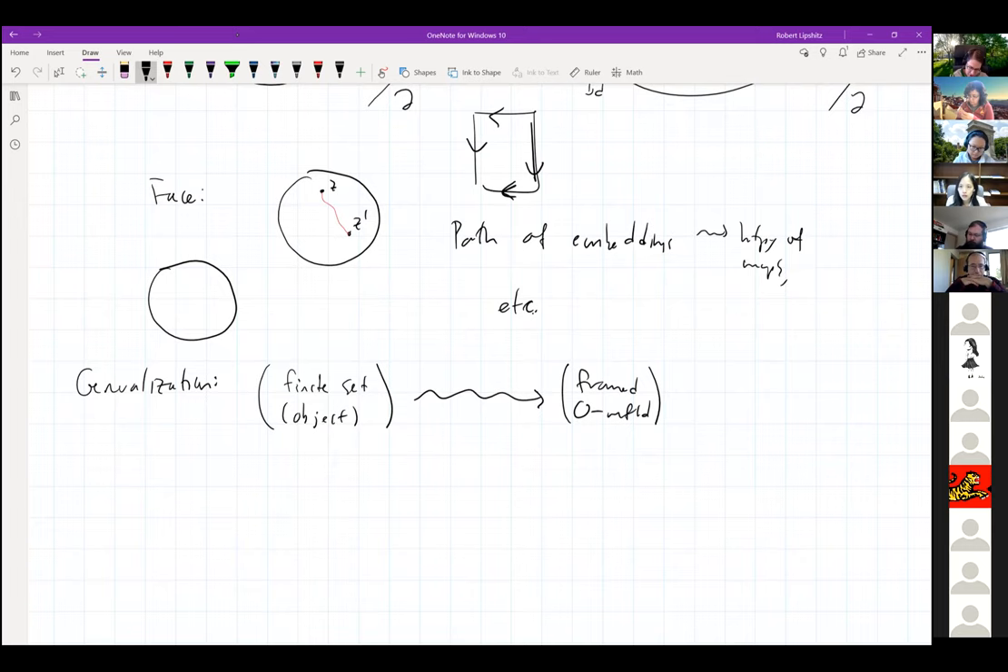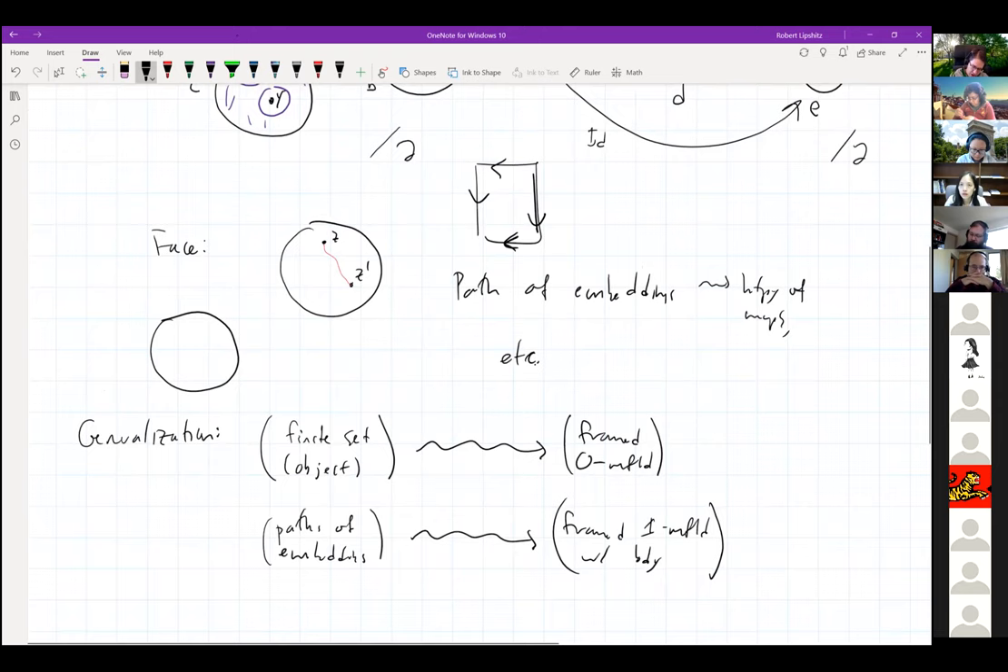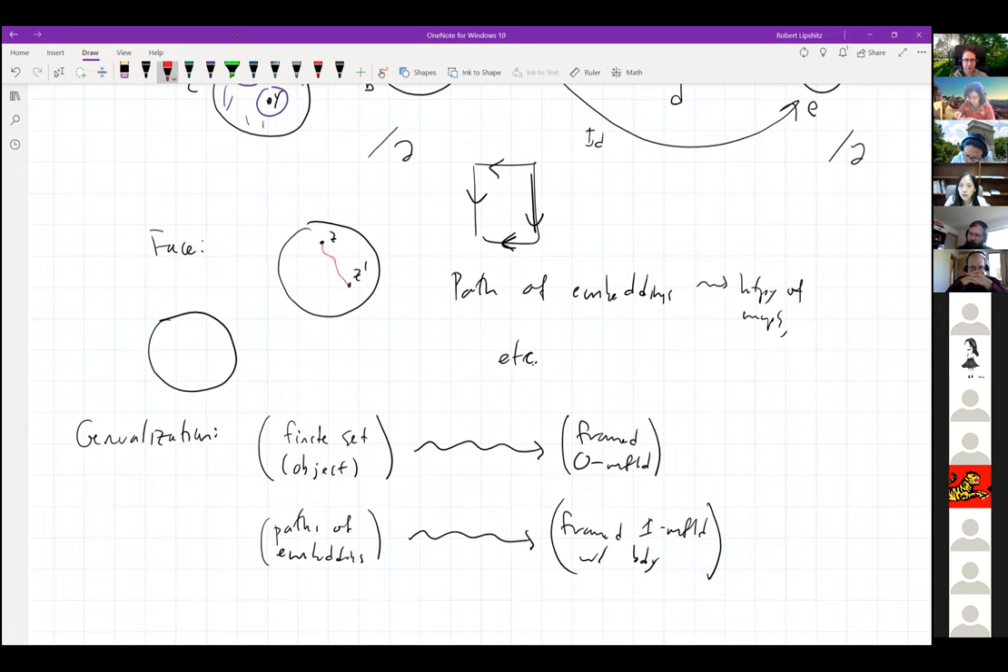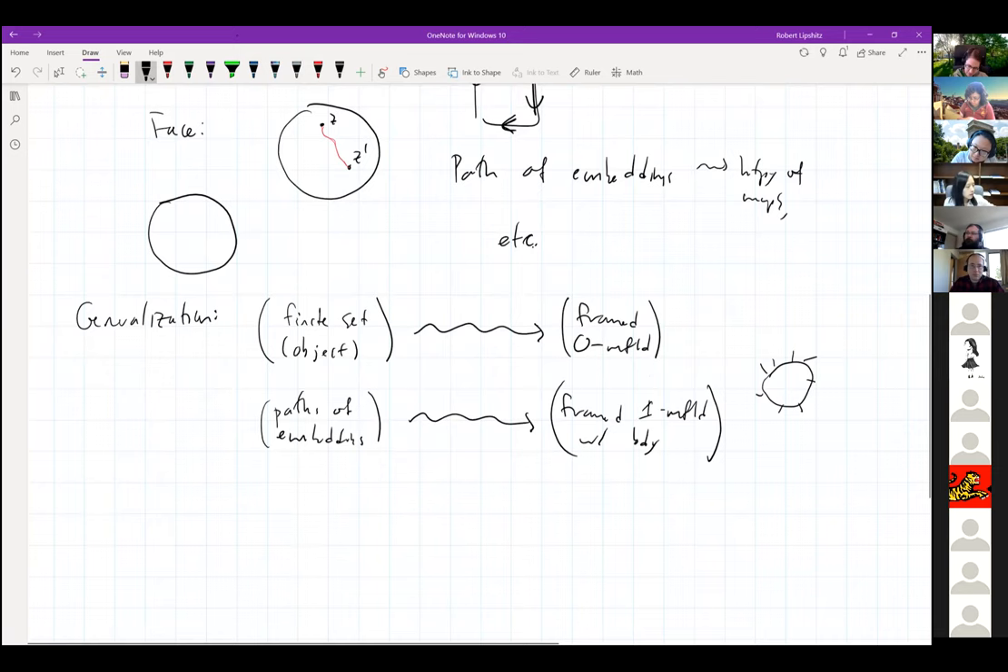So instead of paths of embeddings, I'm going to have a framed one manifold with boundary. This red arc I've drawn, the path from Z to Z prime, I'm replacing by a framed one manifold with boundary. So in particular, I could now have a framed circle instead. I can have closed components. Things don't have to go across the cube. They can come back to the same side of the face, etc.